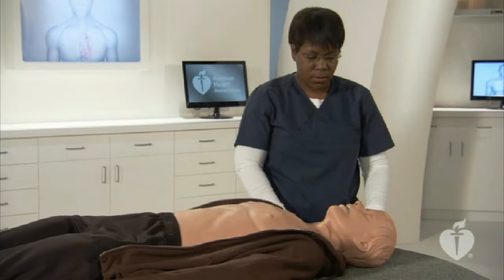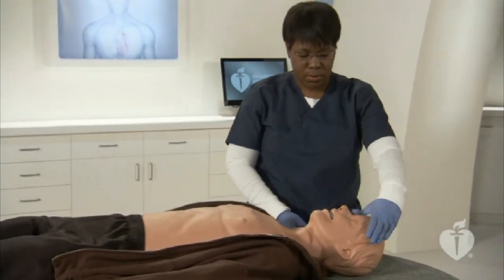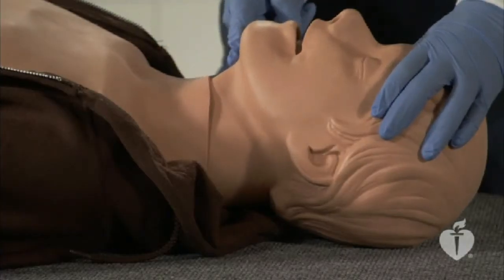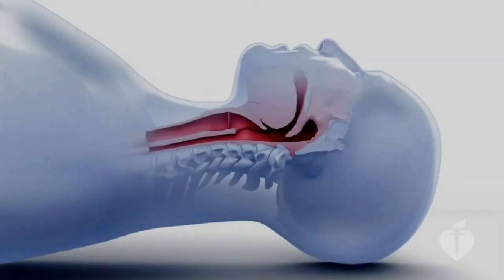Let's begin with basic airway skills. The first 2 steps in any airway management response involve opening and clearing the airway. First, open the airway using a head tilt, chin lift. Placing 1 hand on the forehead and 1 hand on the chin, push with your palm to tilt the head back while lifting the jaw to bring the chin forward. This simple maneuver lifts the tongue from the back of the throat, opening the airway.